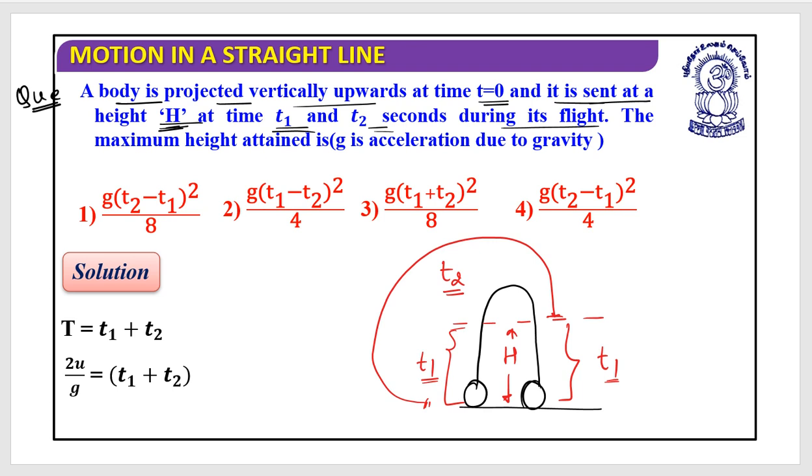So if I consider what would be the time of flight, the time of flight would be equal to t2 plus t1. Now I know that time of flight is equal to 2u by g. So I can write 2u by g is equal to t1 plus t2. What I require is the maximum height attained by an object. I am interested in the maximum height.